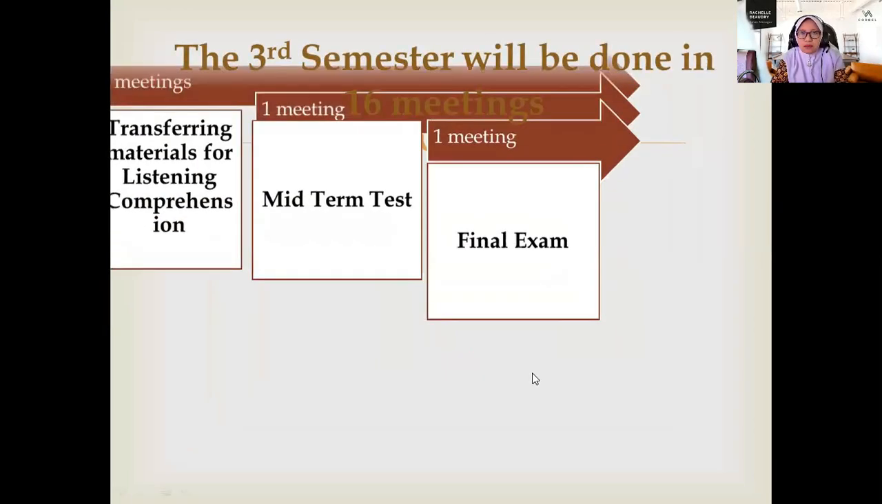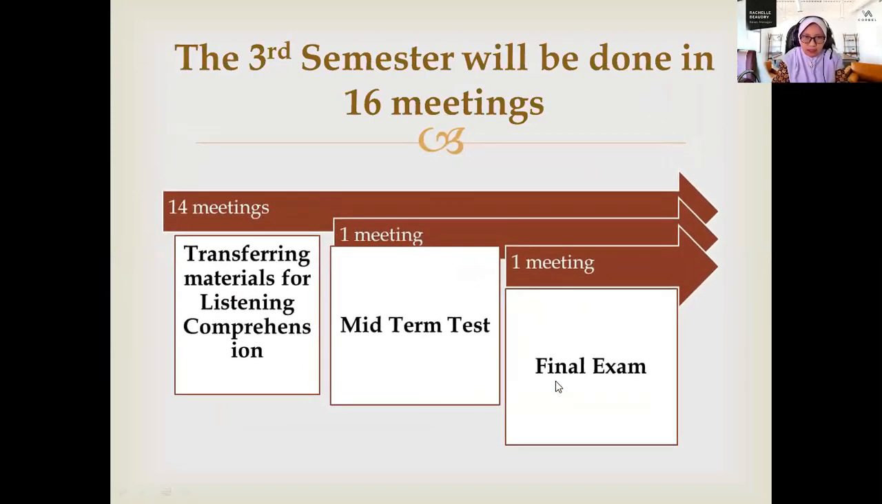In the third semester, we will have 16 meetings. The 14 meetings are about transferring materials for listening comprehension. One meeting is for the midterm on the 8th meeting, and on the last meeting, the 16th meeting, you will have the final exam. Okay, these are the 16 meetings that we are going to do in one semester, in about 3 months. I do apologize for my mistake. 3 months, yeah? And the next.